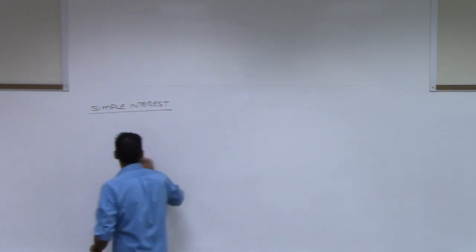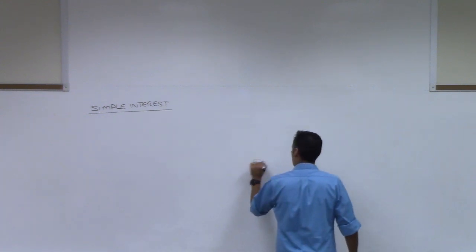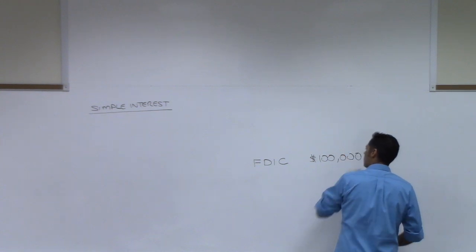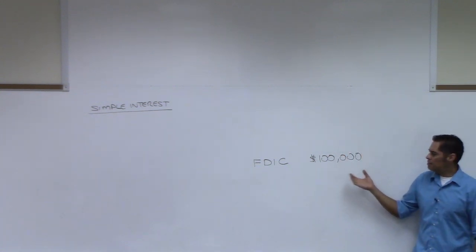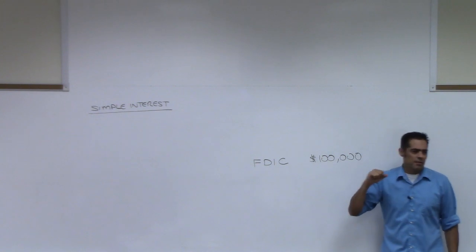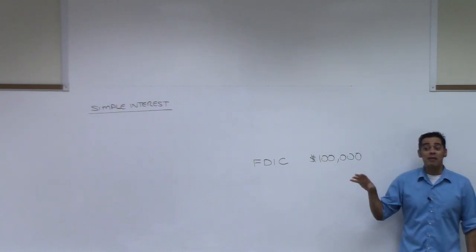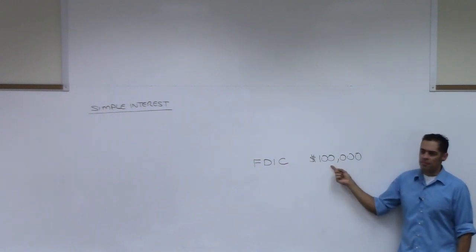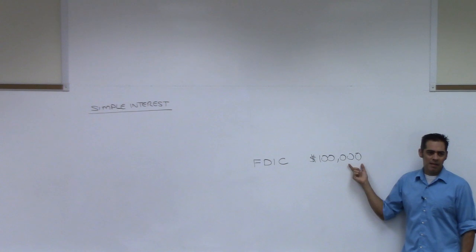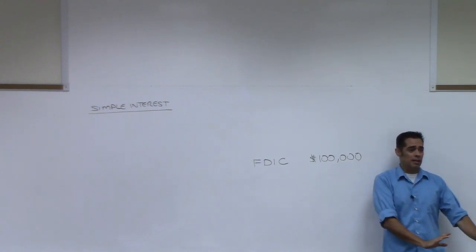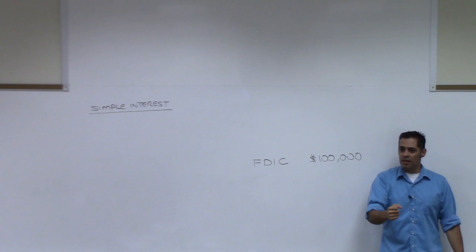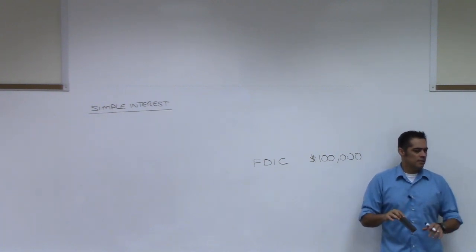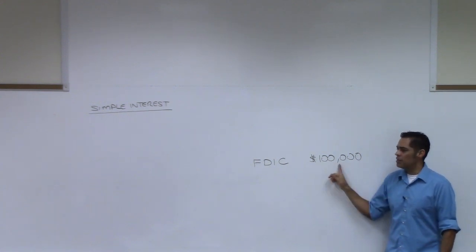So have you all ever seen this thing at a bank, FDIC, $100,000 or something like that? This basically means that if you have money in the bank and everybody went to get their money and the bank says we don't have your money, the federal government will insure your money up to $100,000. So the federal government will come in and say, okay, how much did you have in there? 30,000? Fine, here's 30,000.